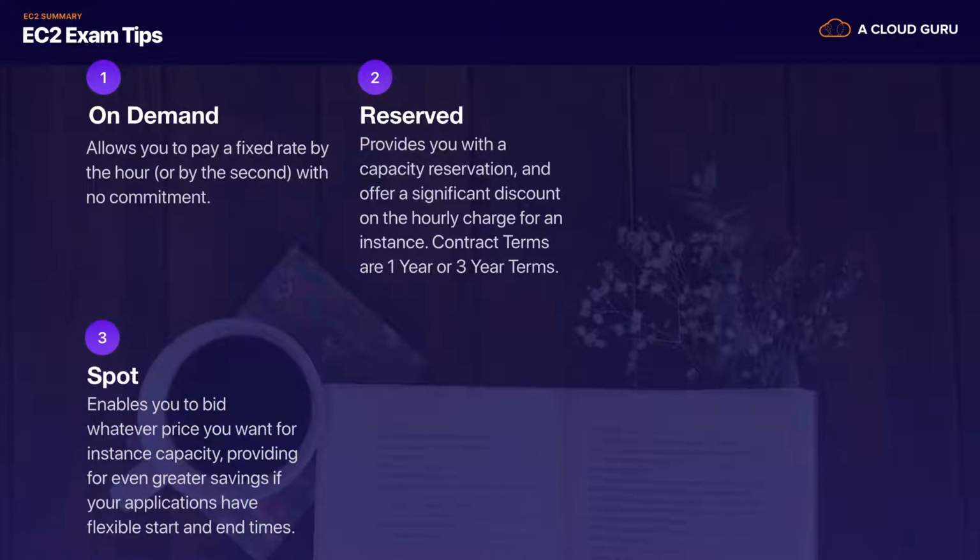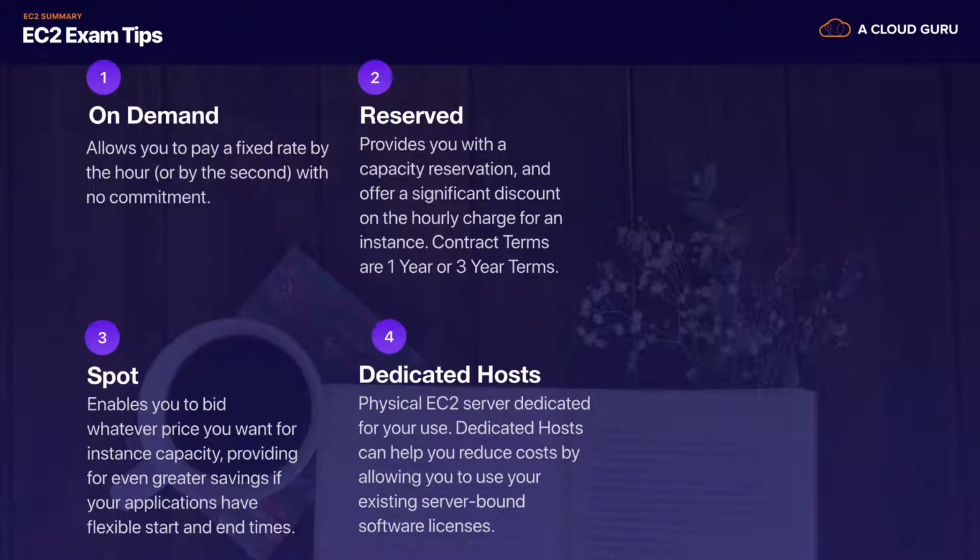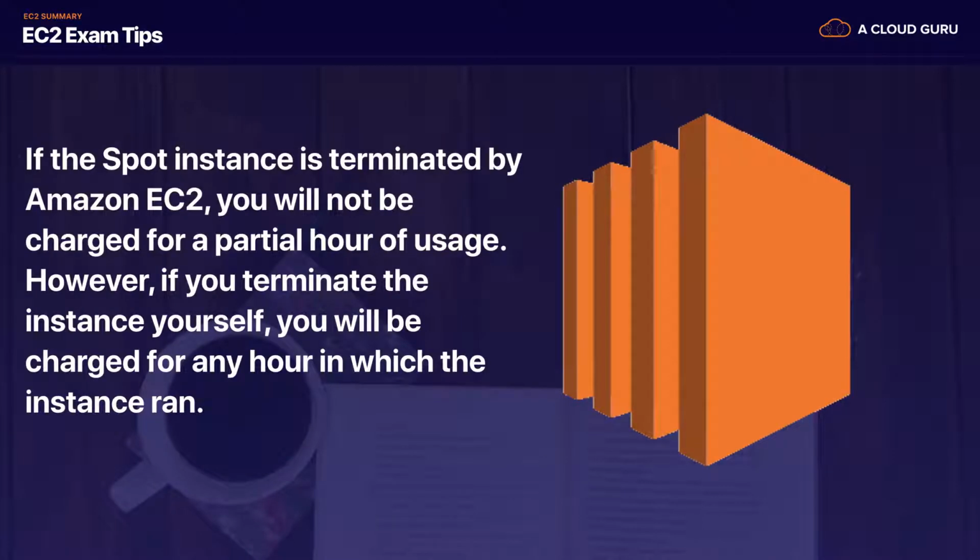We then have spot. This enables you to bid whatever price you want for instance capacity, and it basically moves around like the stock market. And we then have dedicated hosts, and this is physical EC2 servers that are dedicated for you. And this can be useful where you've got existing server-bound software licenses or perhaps regulations saying that you cannot use multi-tenant virtualization.